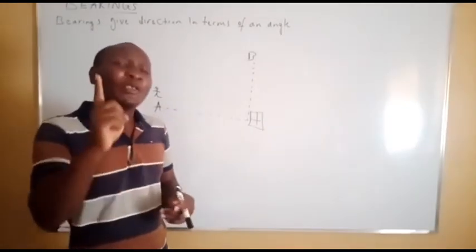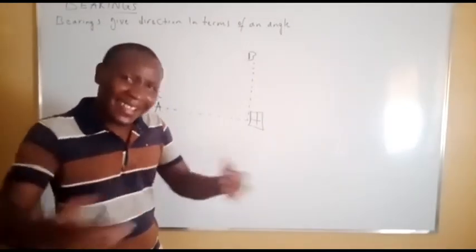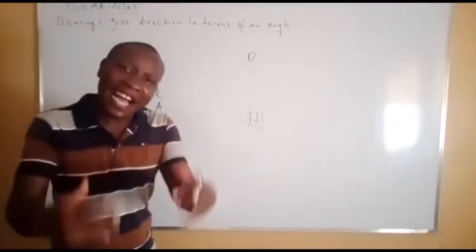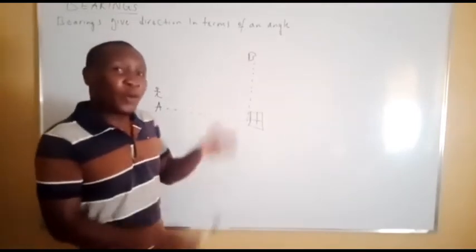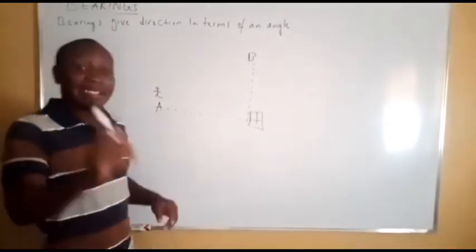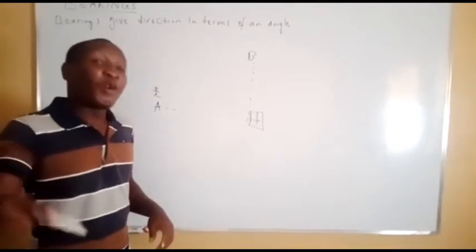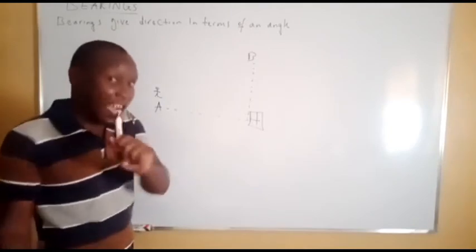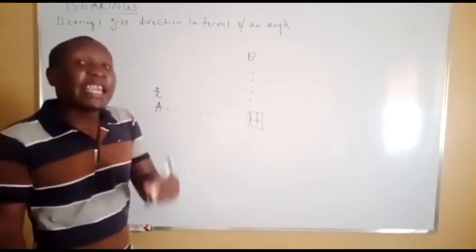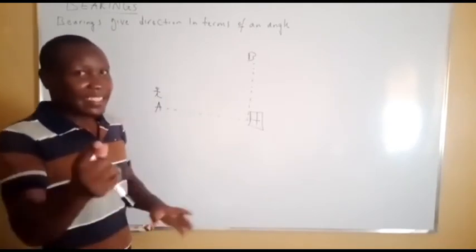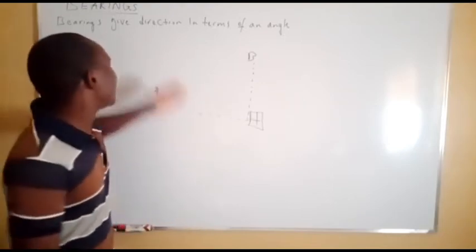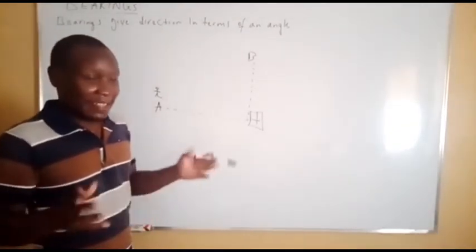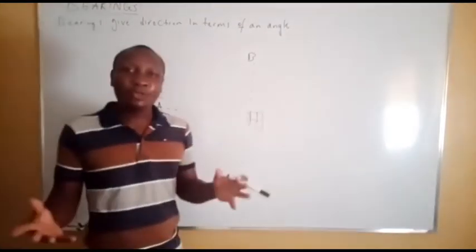Now, we can give John the same directions, but now we want to use an angle. When you use an angle, it means you're using bearings. Bearings give directions in terms of an angle. So we want to give John directions to B using the angle, meaning we are using bearings, since from our definition, bearings give direction in terms of an angle.